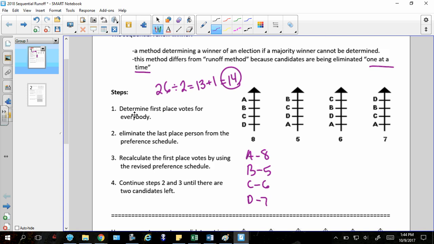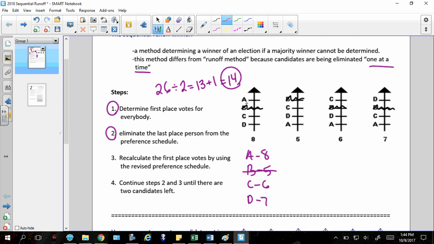Now, determine the first place votes for everybody. That's what we did. Now here we go. Step 2: eliminate the last place person from the preference schedule. So analyze. I notice that B is my last place person, so that means I will take B out of the entire preference schedule. And when I do that, I'm going to recalculate my plurality vote.